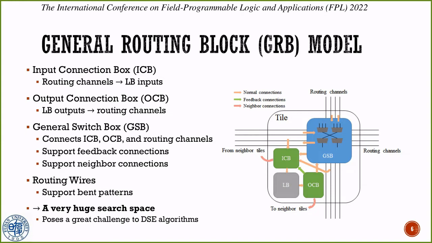So the GRB model has a very huge search space because we can tune the connection relationships between ICB, OCB, routing channels, and we can also tune the routing wires. The huge search space poses a great challenge to our DSE algorithm.